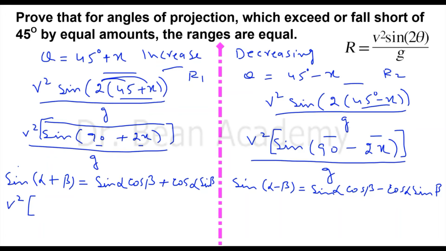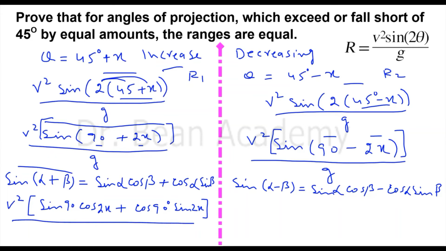So if I am using sine alpha plus beta, so instead I can write sine of 90 cosine of 2x plus cosine of 90 sine of 2x, divided by g.